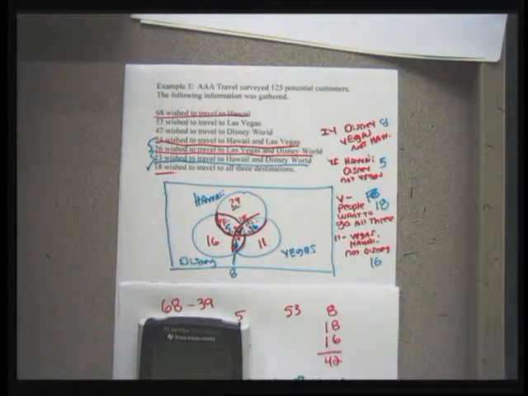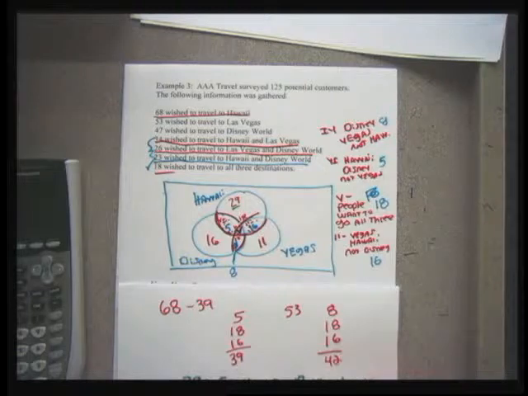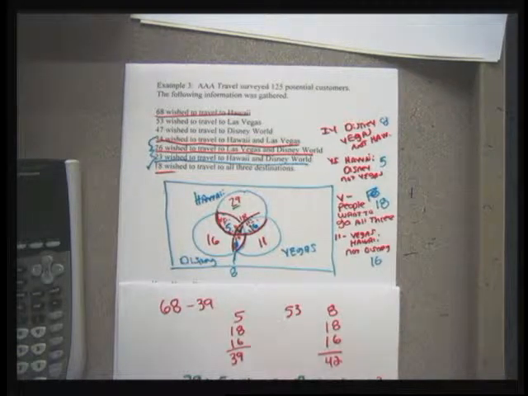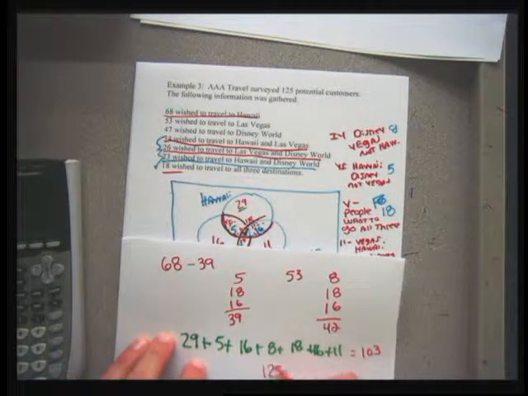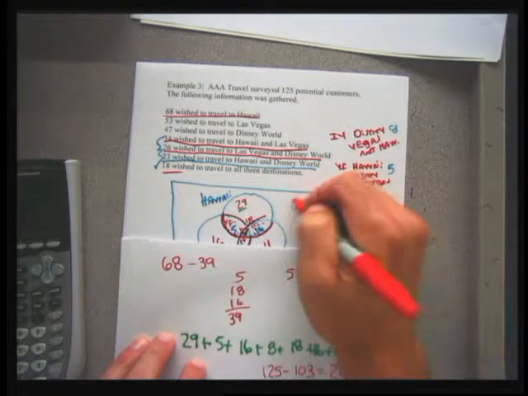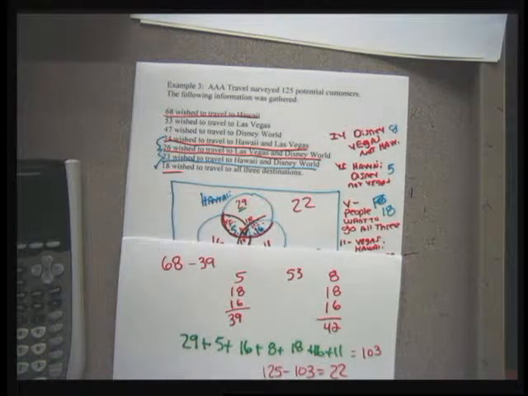I get 103 people. So there were 103 people of the 125 that would go to 1, 2, or 3 of the destinations. The difference, the rest, 125 minus 103, 22 people don't want to go to any of those destinations. So inside the circles, there are 103 people represented. When I take the 103 people and subtract that from the 125, I get 22 people that have to live outside the circles because they don't want to go to any of the destinations.